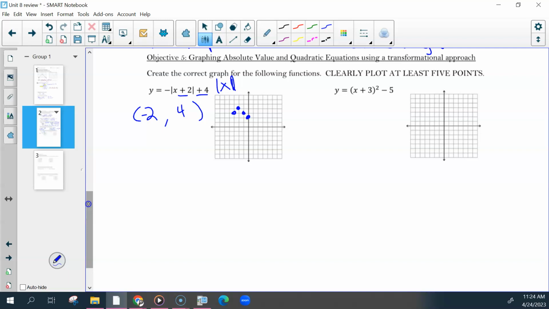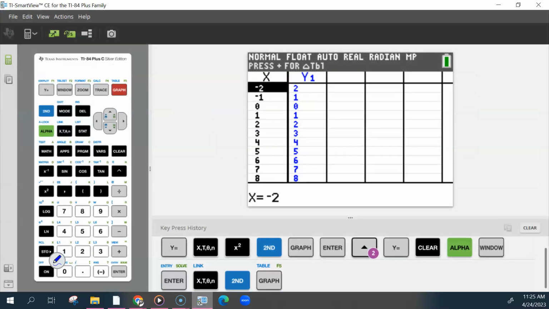And you need at least 5 points. You can do more than that. Can't do less than that. Have to have 5. Whether you do it based on the vertex and the transformations or do it in your calculator is up to you. But I would highly recommend that you double check it in your calculator.